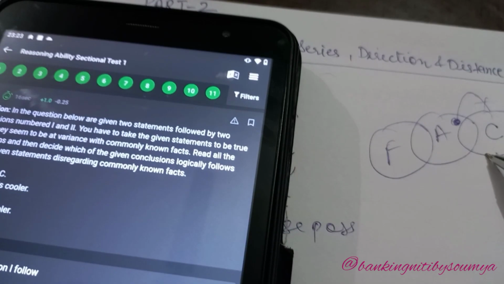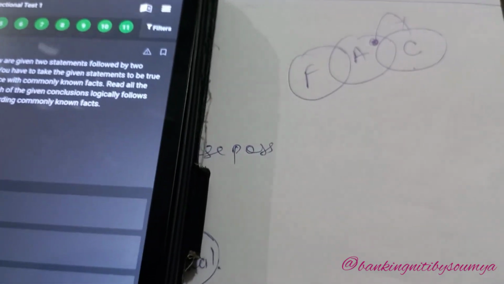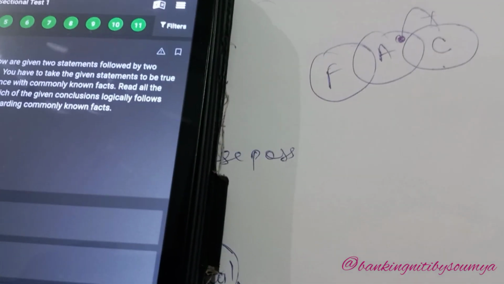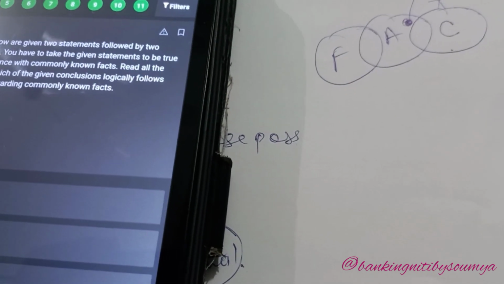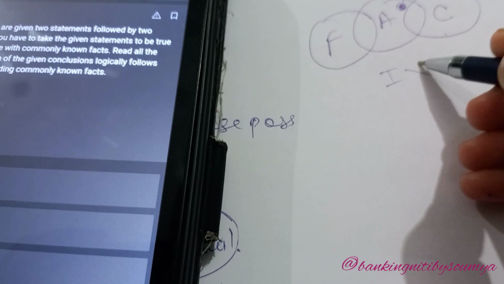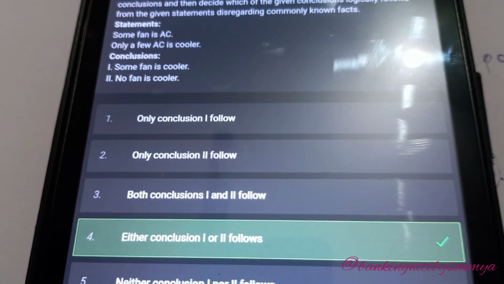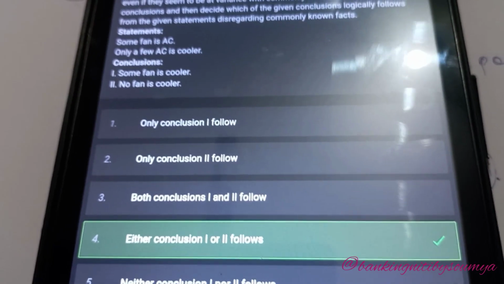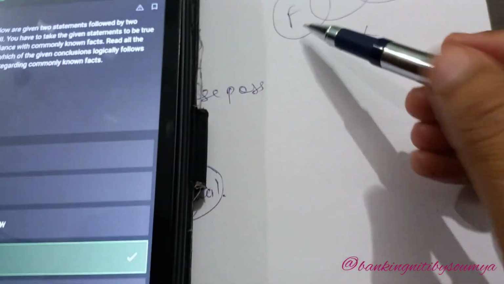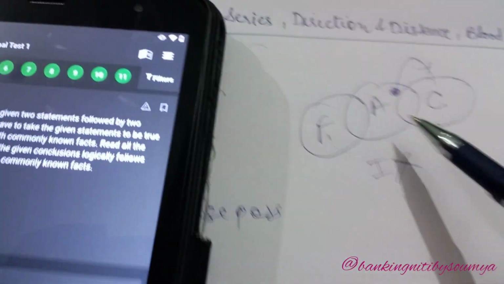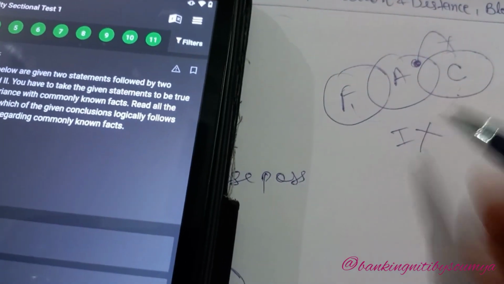Some fan is cooler. Is some fan cooler? We don't know. There is no relation given between fan and cooler, and the conclusion is also not given in possibility. So we will cross our conclusion 1. Now conclusion 2 is no fan is cooler. We cannot say that no fan is cooler because no relation is given.